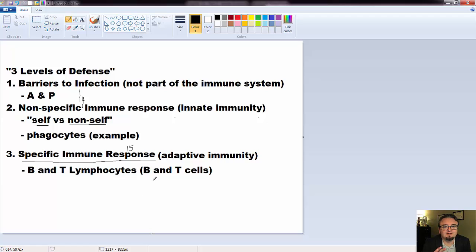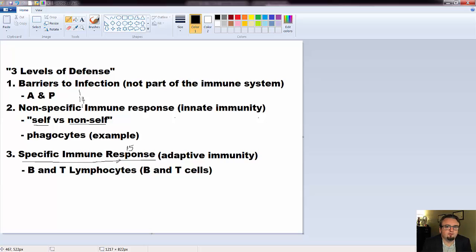So B and T lymphocytes, each one will recognize a particular type of foreign entity and will respond to it on an individual case-by-case basis. If you think about it, the second line is kind of like a general task force that's looking for anything considered quote-unquote bad. Almost like your local police force. They're just there to take care of any sort of threat, whether it's a domestic threat, a robbery, speeding, etc. Any kind of general threat they'd be there to take care of.